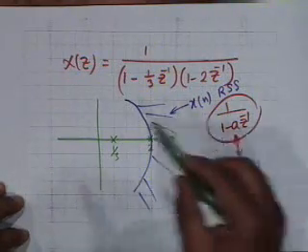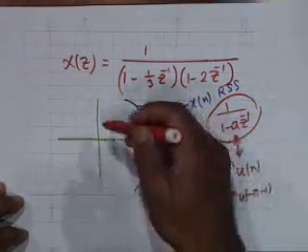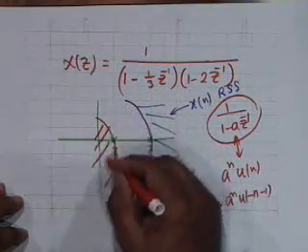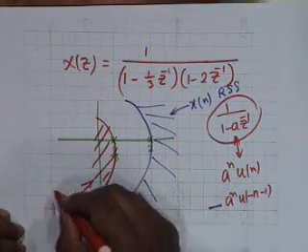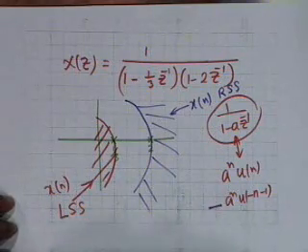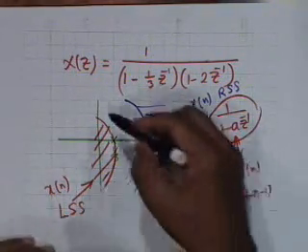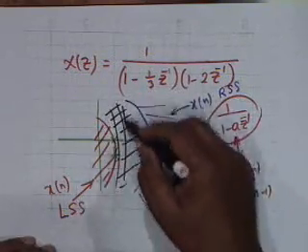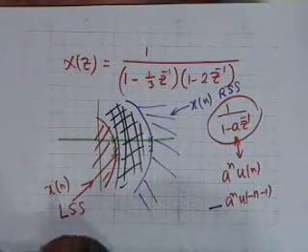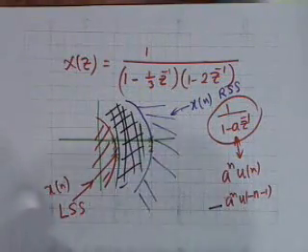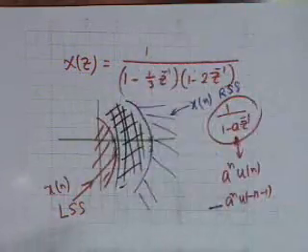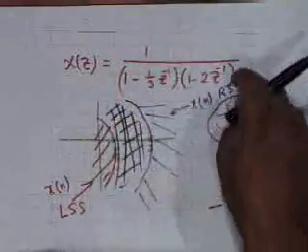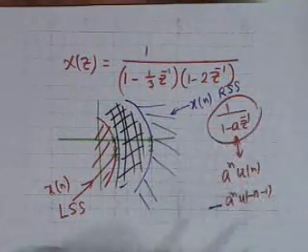On the other hand, if the region of convergence is inside this circle of radius one third, then this corresponds to an x of n which is left-sided. On the other hand, if the ROC is this region shaded in black, then obviously it is a combination of a right-sided and a left-sided sequence. Now, which pole shall correspond to the right-sided sequence? One third, because it is to be outside. And the pole at 2 shall correspond to the left-sided sequence. And if you make a partial fraction expansion of this, inversion is an elementary problem.